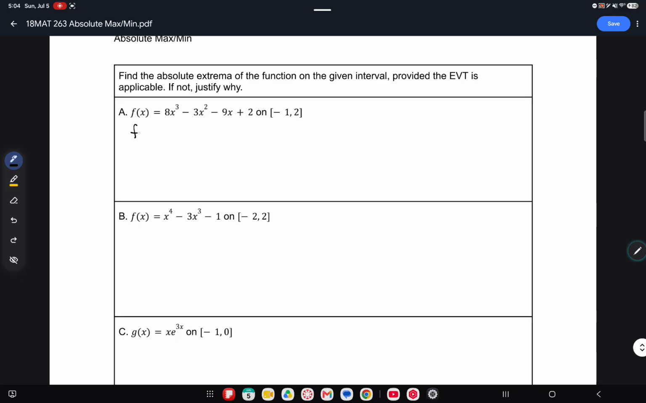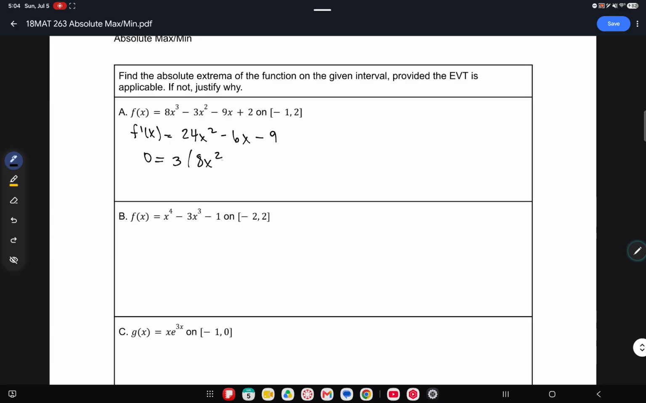So we need to find the derivative first to be able to set it equal to 0 or find where it doesn't exist. So this is going to be what? 24x squared minus 6x minus 9. And then I want to set that equal to 0. There's nowhere on this derivative where we will be undefined, so we are good there. Let's find maybe a GCF. Can I pull out a 3 maybe?